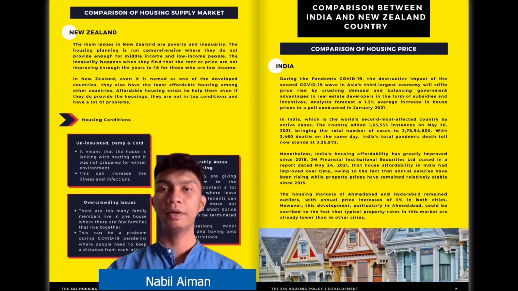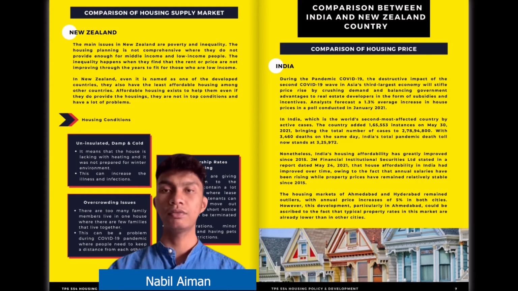Firstly, during the COVID-19 pandemic, the disruptive impact of the second COVID-19 wave in Asia's third largest economy will stifle price risk by crushed demand, balancing the government's advantage to real estate developers in the form of subsidies and incentives. Analysis forecasts a 1.3% average increase in house prices in a poll conducted in January 2021.